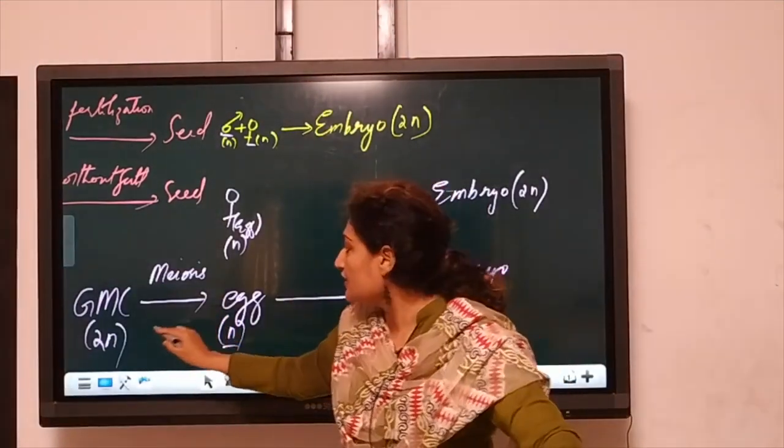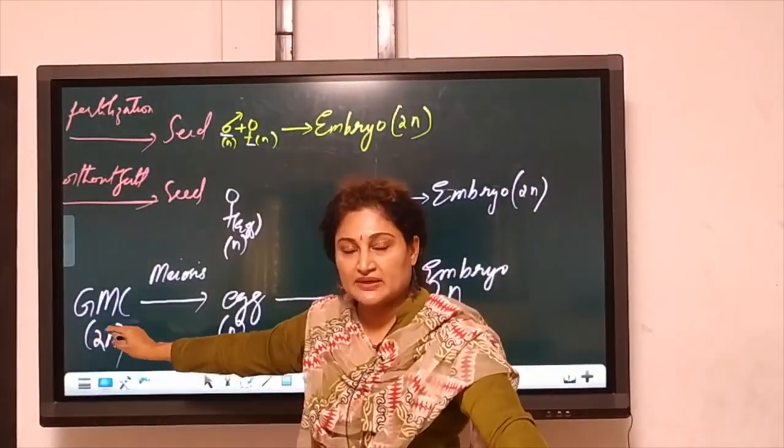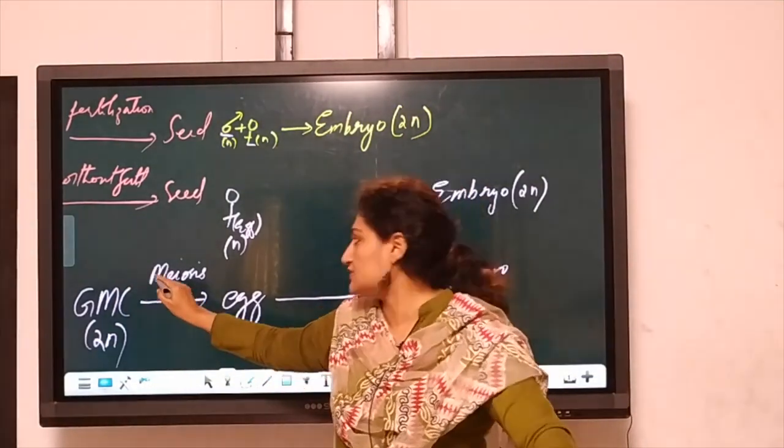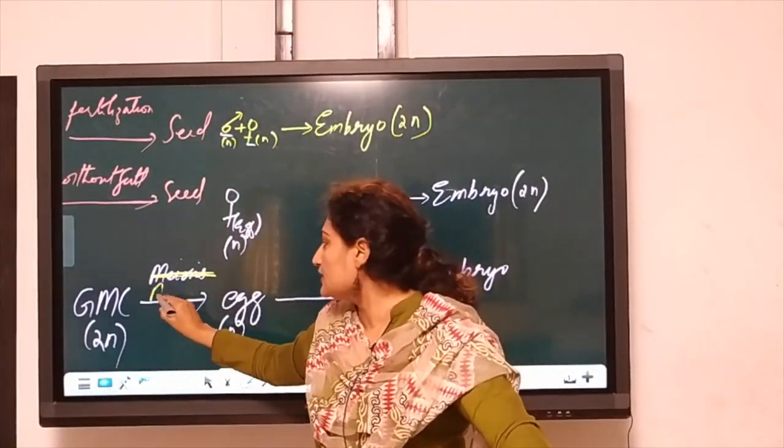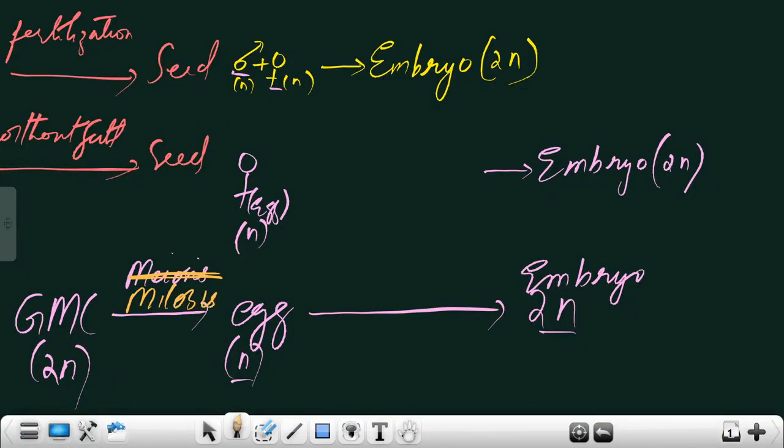So I'm rewriting. This gamete mother cell did not undergo meiosis. I'm striking out meiosis. It underwent mitosis. So what will we get? An egg which is 2n. I'm rewriting: it is not a haploid egg, it is a diploid egg. And this diploid egg simply develops into an embryo, which is 2n. I hope you have understood.